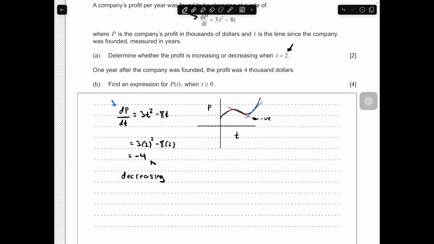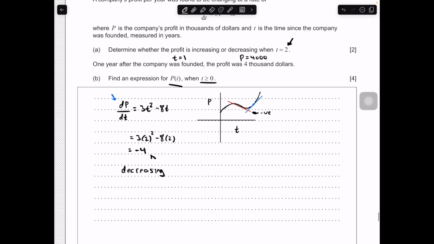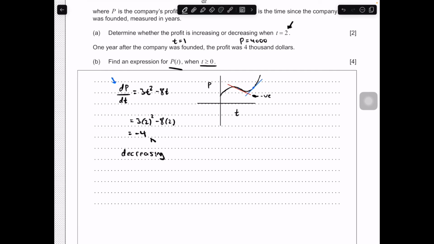Alright, 1 year after the company was founded, the profit was $4,000. Find an expression for p of t. So 1 year after the company was founded corresponds to t equal to 1, and we know the profit is equal to $4,000. What they give us already, for part B, is this equation of dp over dt, which is the derivative. This is the equivalent of p prime in some sense.